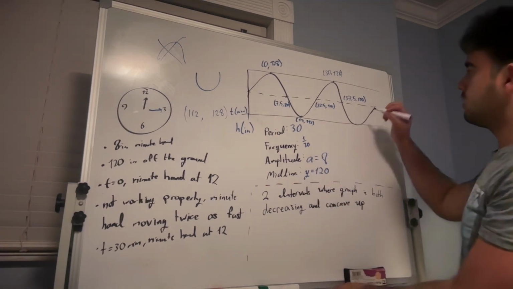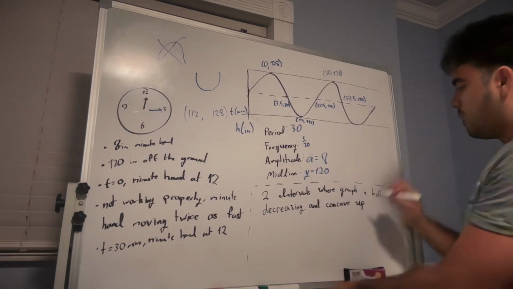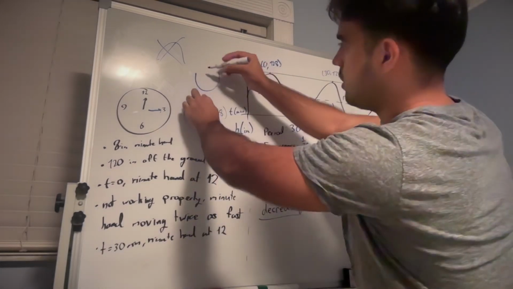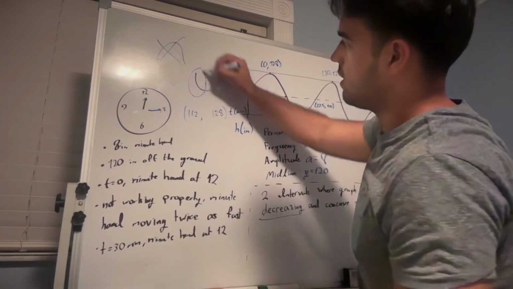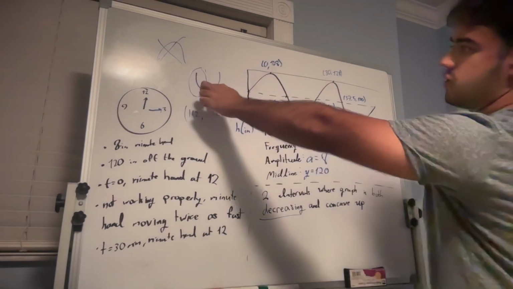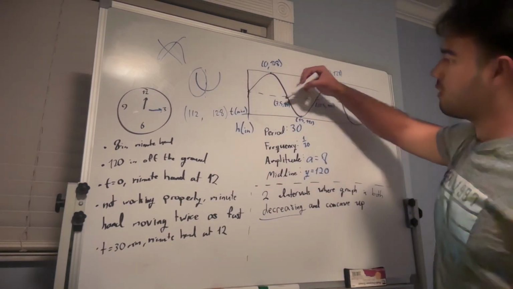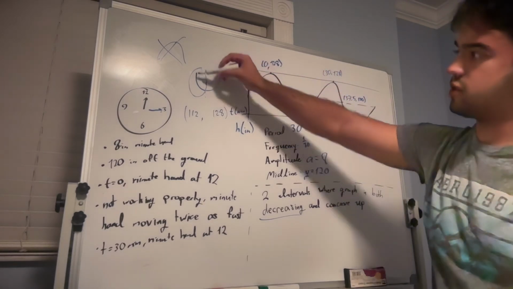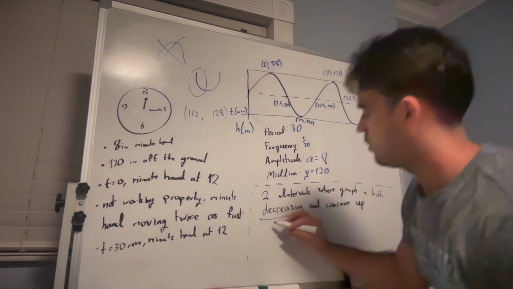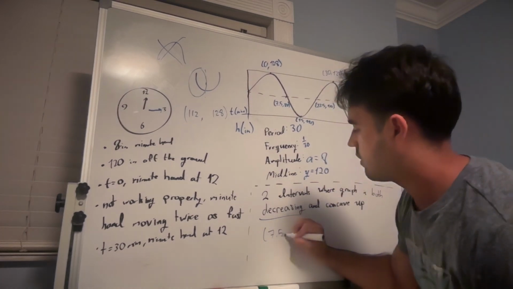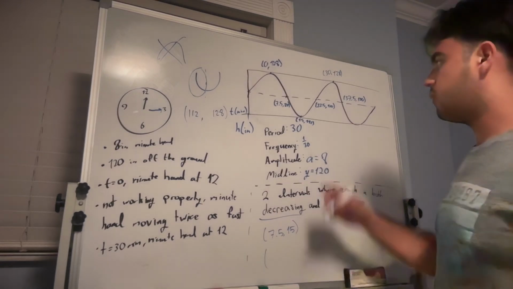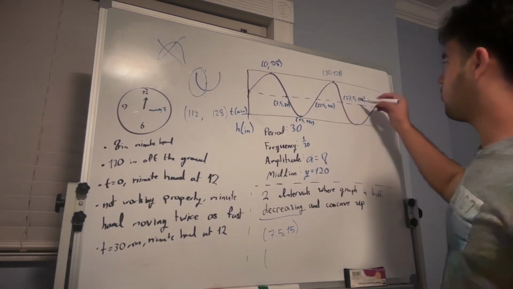So let me see now. It says decreasing as well. So decreasing has to go down. So it has to be this part of the graph, where it's going down like that. I can see that here from 7.5 to 15, the graph is going down just as noted here. So I'm going to put that as my first interval. 7.5, 15.